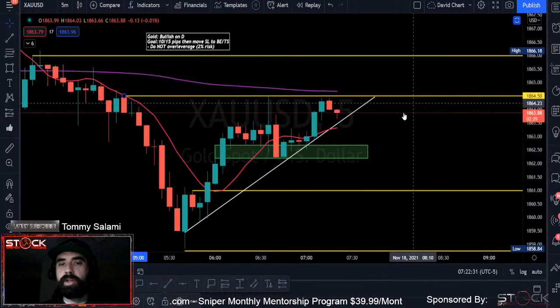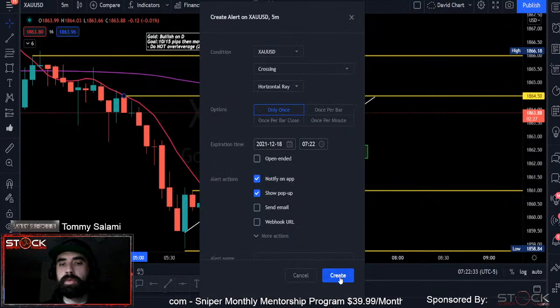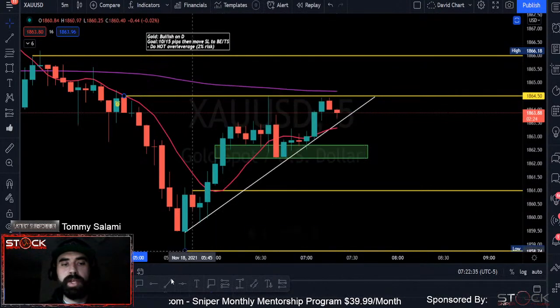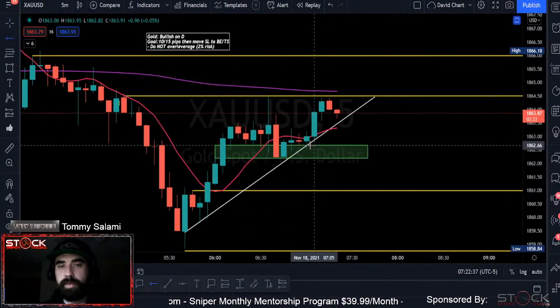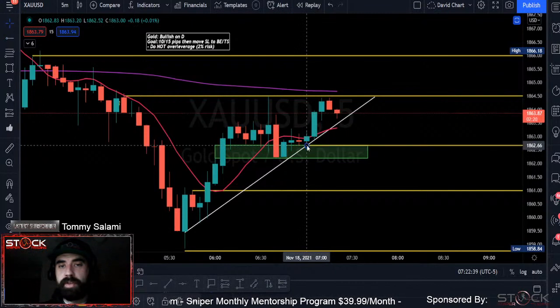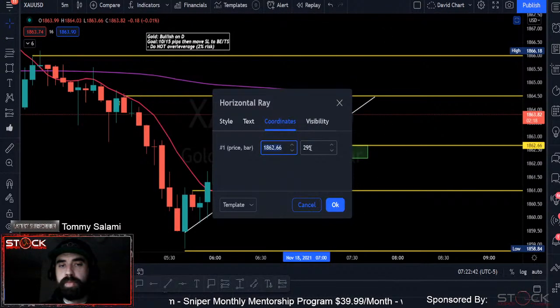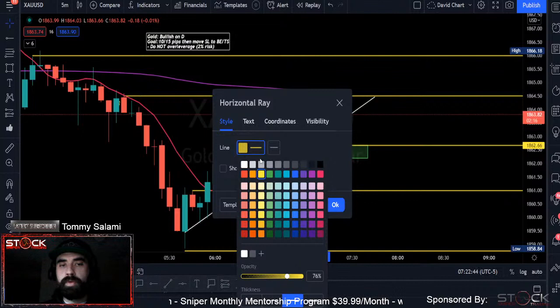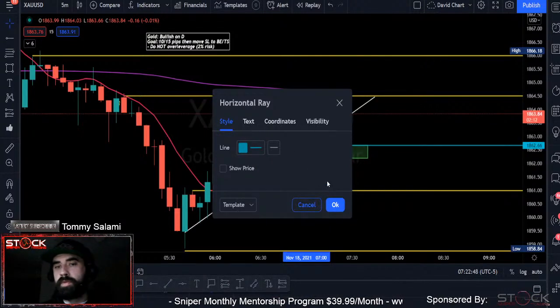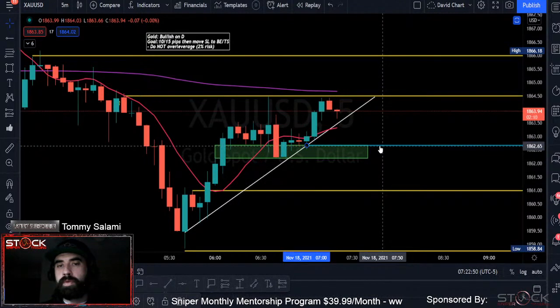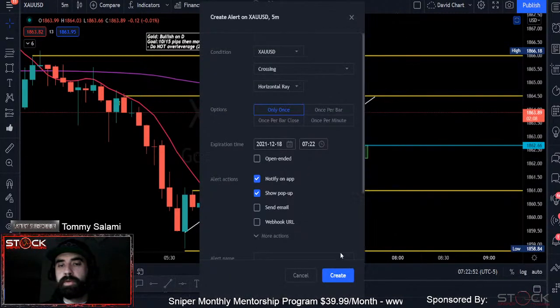Okay, so let's add an alert here. And then I'm going to add one down here too, just simply when we start to break above that, it changes to baby blue. Add an alert here.